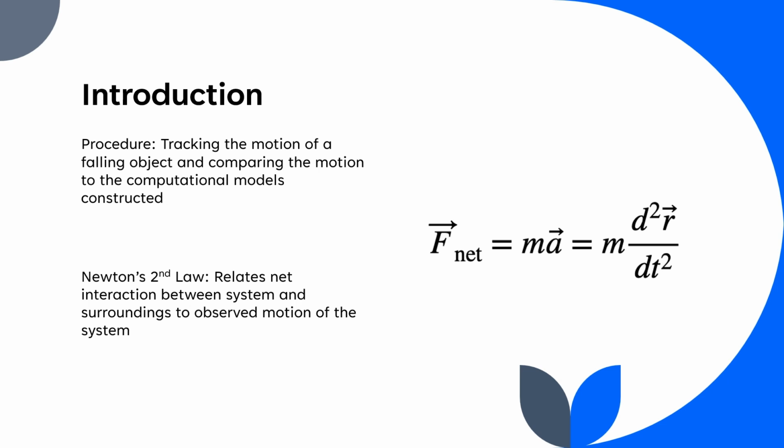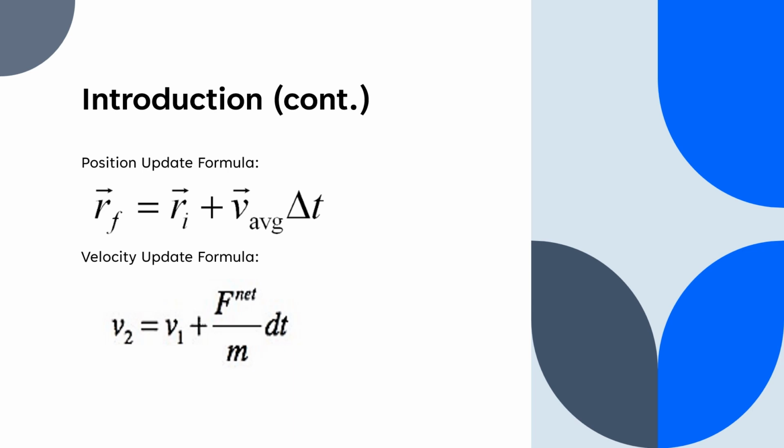The fundamental physics principle of Newton's second law relates the net interaction between system and surrounding to the change in momentum that it undergoes, also known as acceleration, over a change in time. Some formulas of importance within this experiment include the position update formula and the velocity update formula, which can be formed by Newton's second law, that work in concurrence with the initial information gathered from the system's video analysis and properties to provide a basis for the computational models constructed.